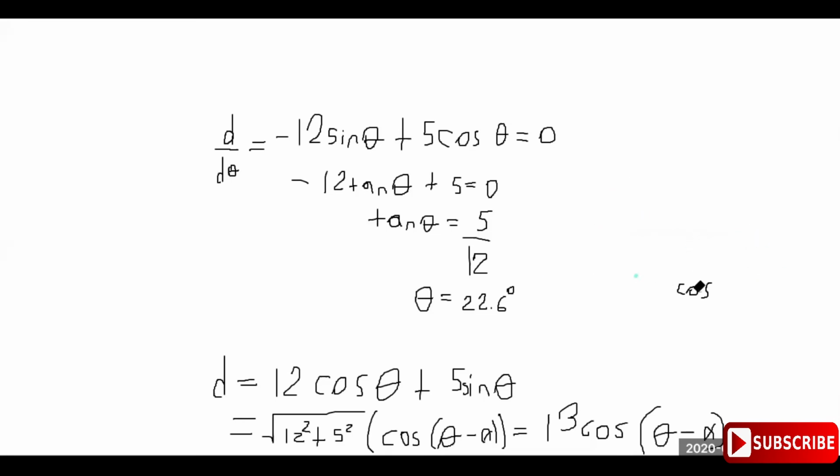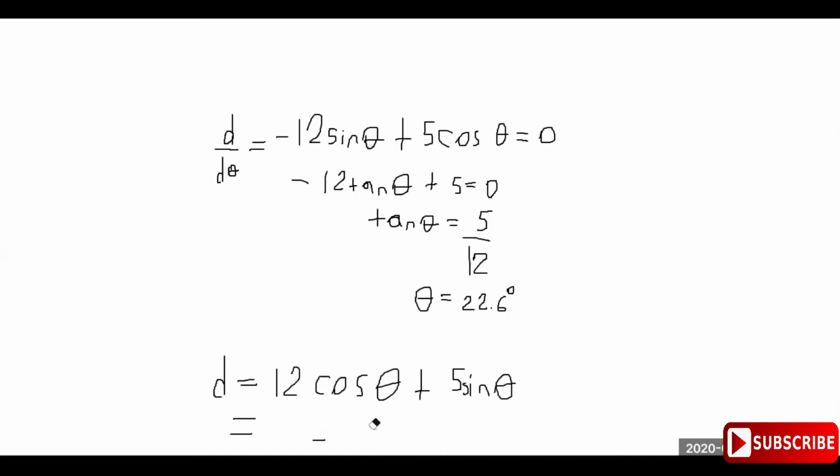After you get the value of theta for which it is maximum, then d max is equal to 12 cosine 22.6 plus 5 sine 22.6. Now you should get 13.